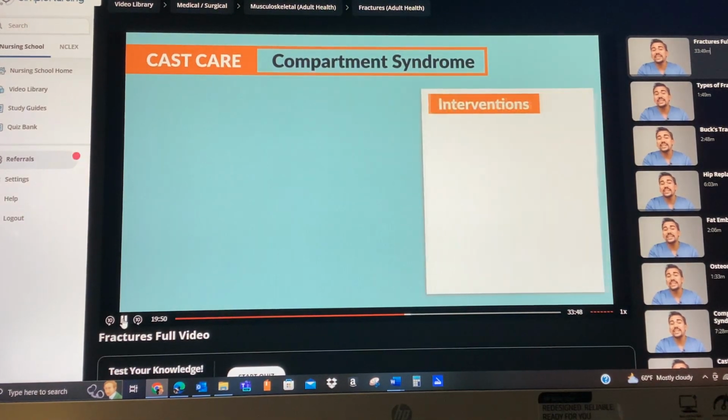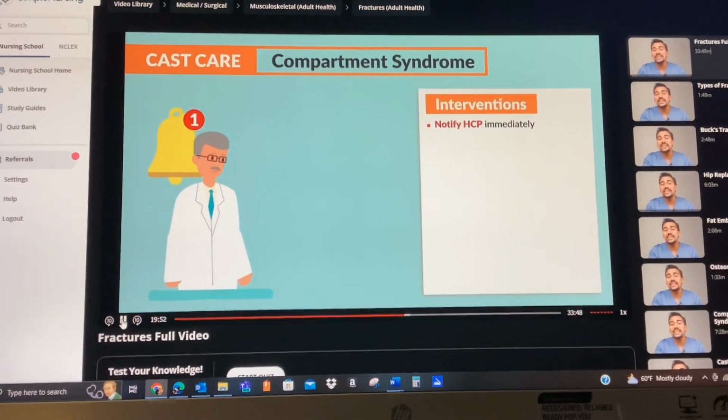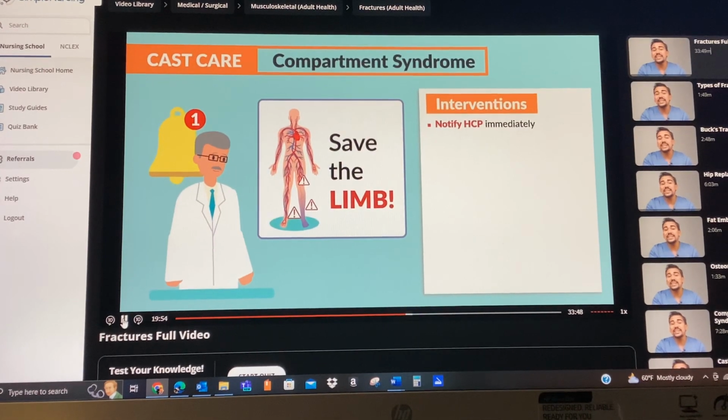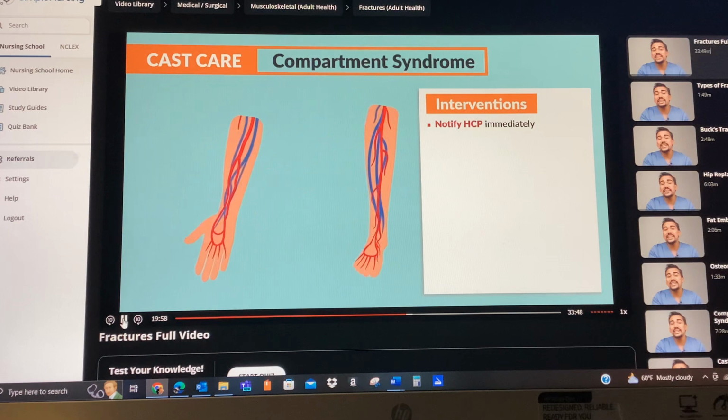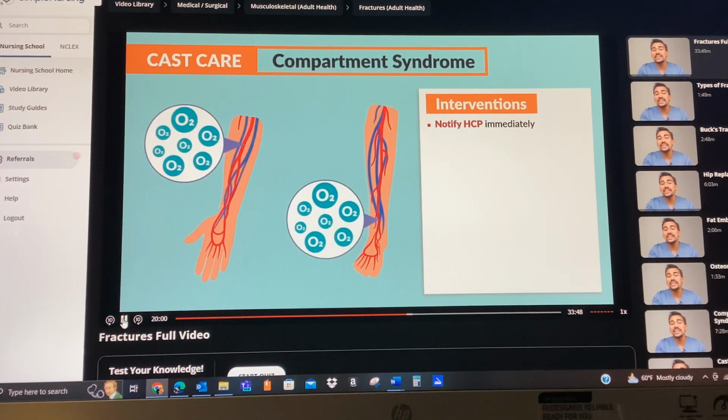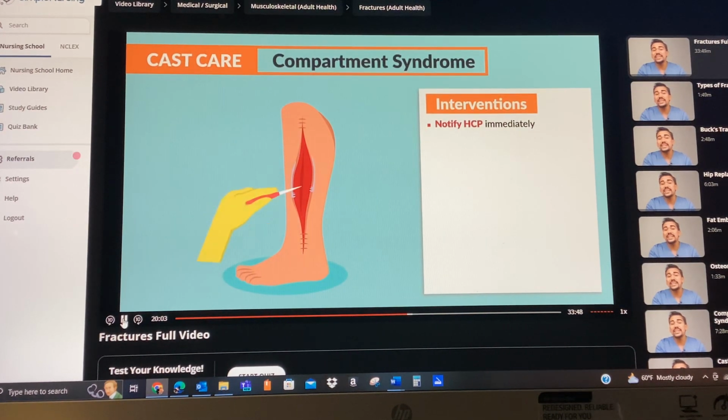Now the big interventions, we must notify the HCP immediately to save the limb. They will loosen the cast to restore the circulation, to bring more oxygen to the fingers and toes, or they can do a fasciotomy to cut through tissue to relieve pressure.